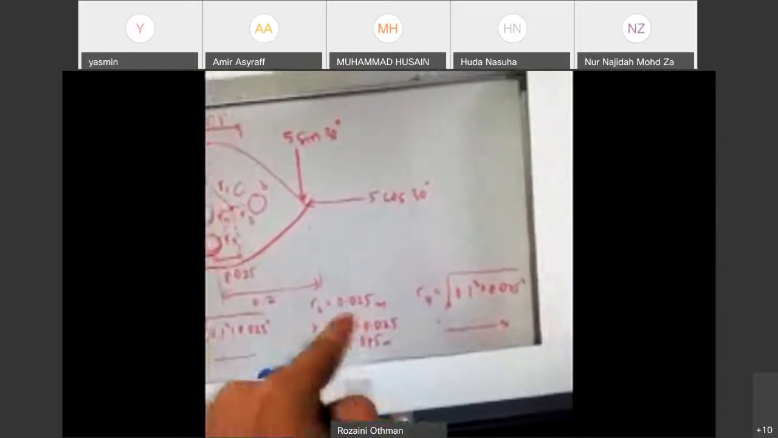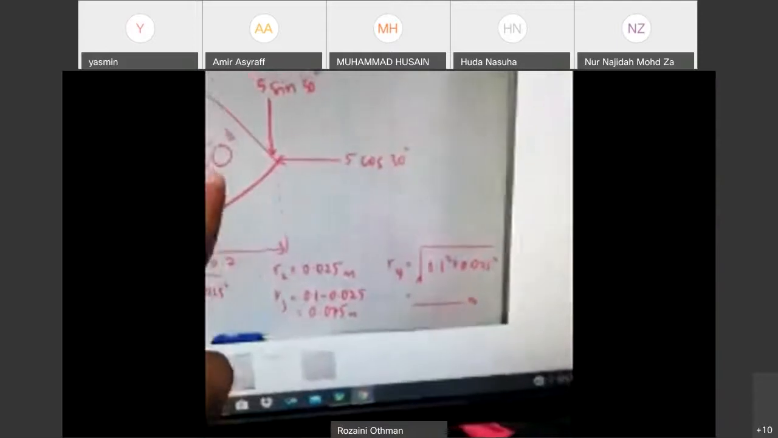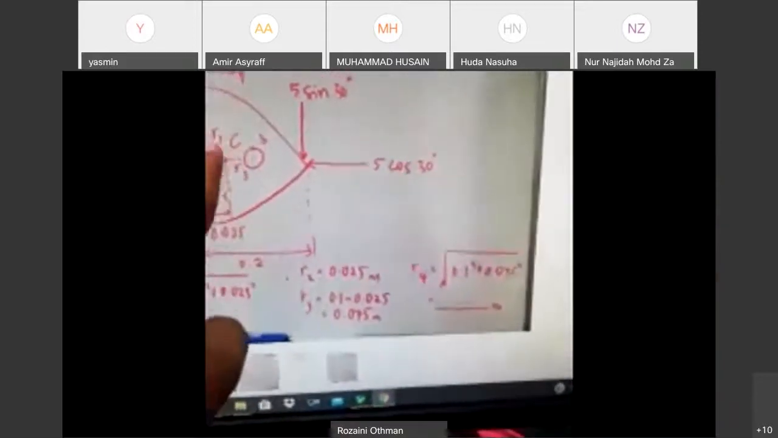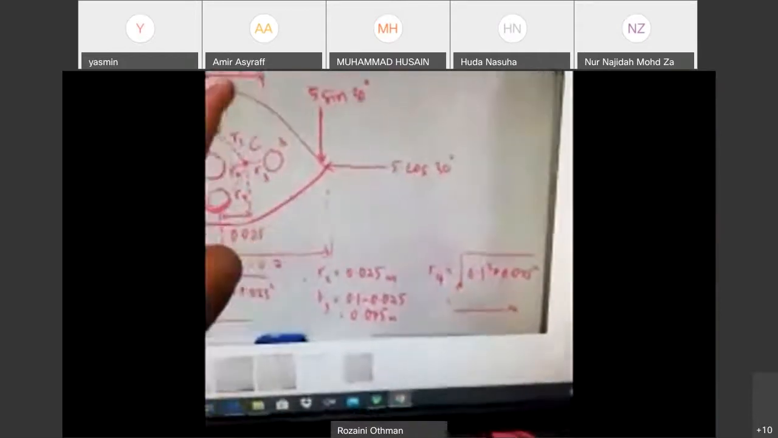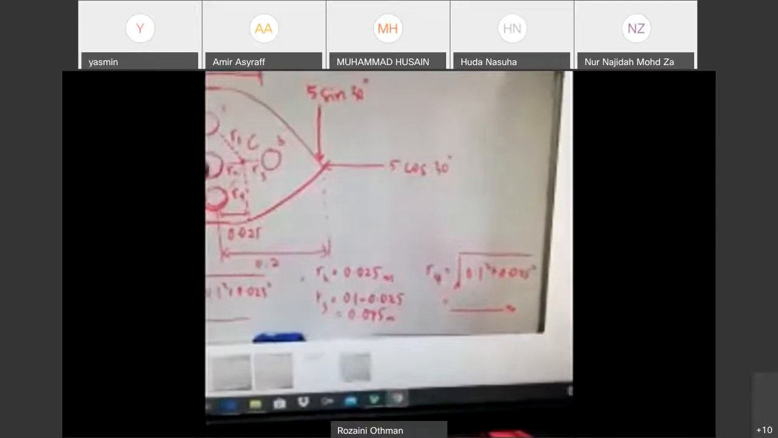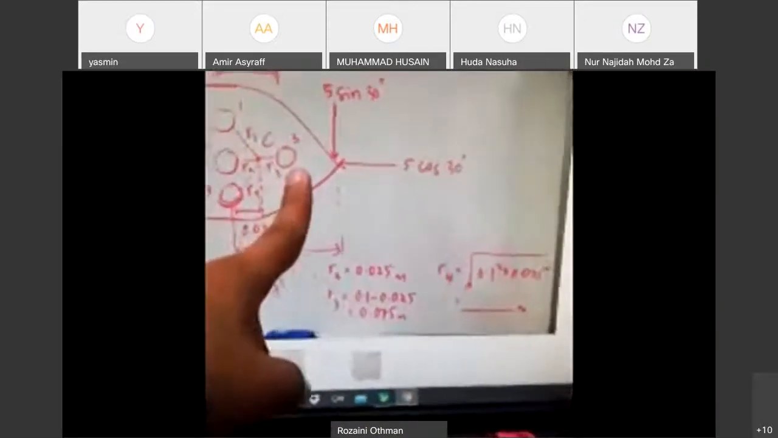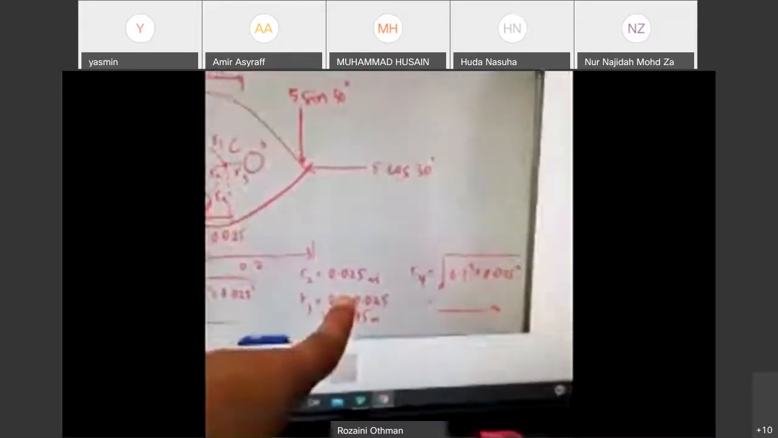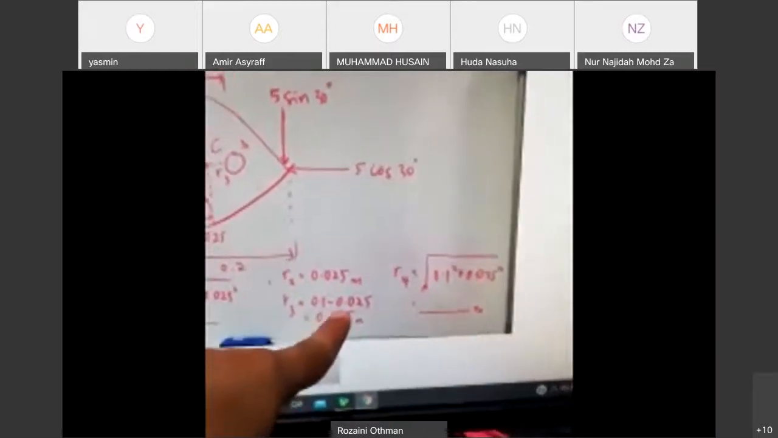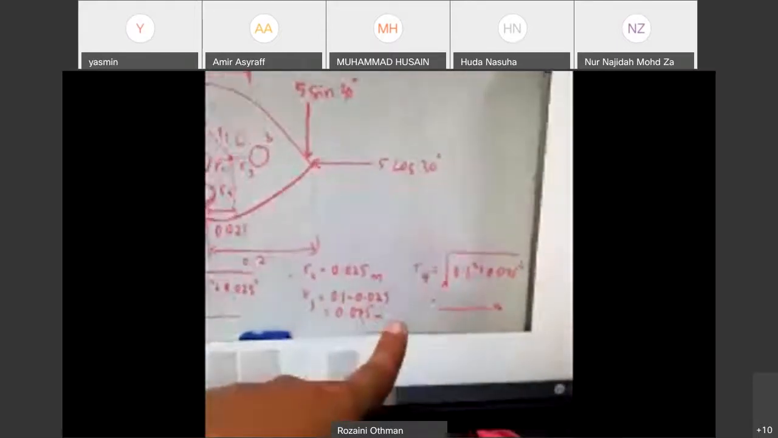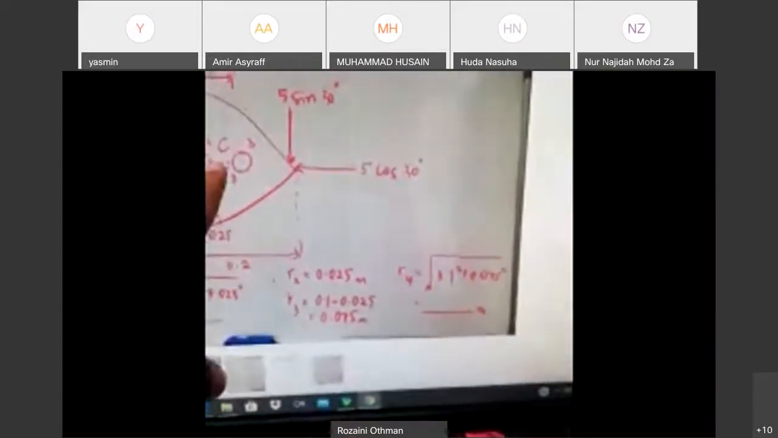And then for R2, distance dia ini je. Maknanya R2 distance dia adalah 0.025 lah. Right? And then R3 is here. We know that the distance from here to here is 0.1. And so from rivet 2 to the centroid is 0.025. Therefore, distance from rivet 3 to the centroid is 0.1 minus 0.025, and then we will get 0.075 meter.